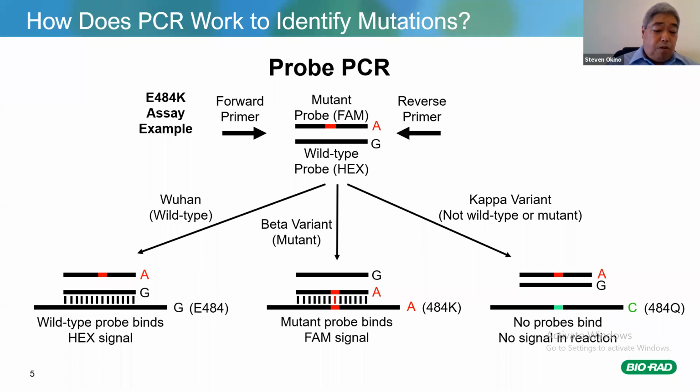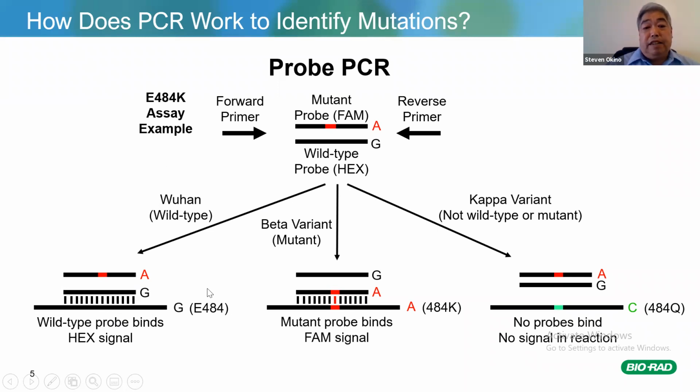The way this assay works is if a wild type template like the Wuhan virus is present, and you run this assay with it, you'll see a hex signal because this wild type probe will bind there. The mutant probe will not, because it does not have an A there. And because the wild type probe is binding, you'll see hex signal.